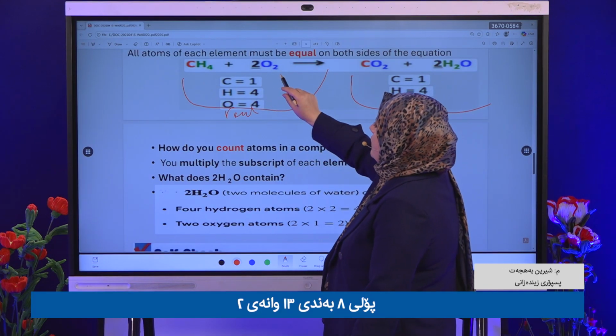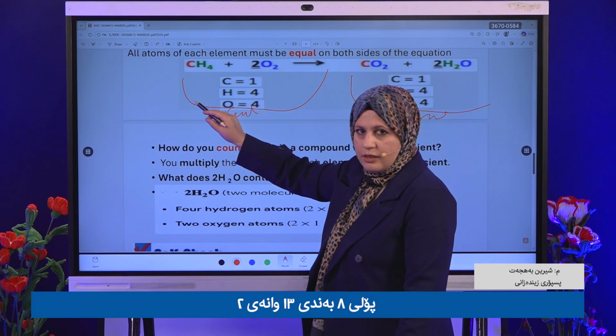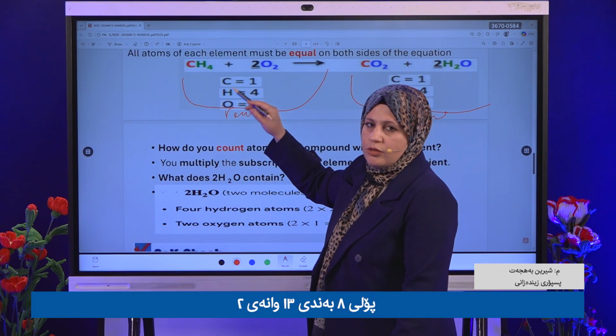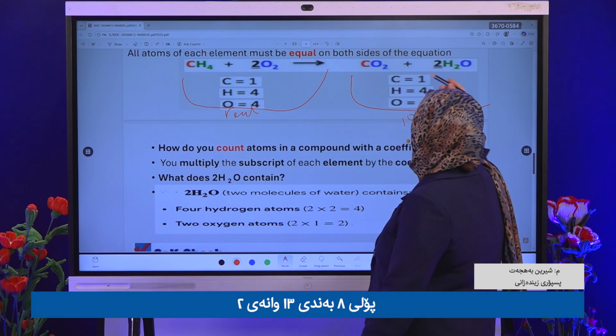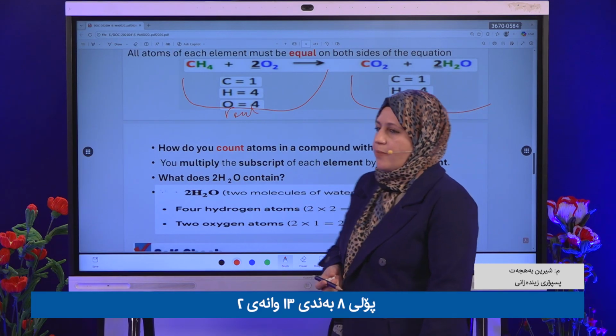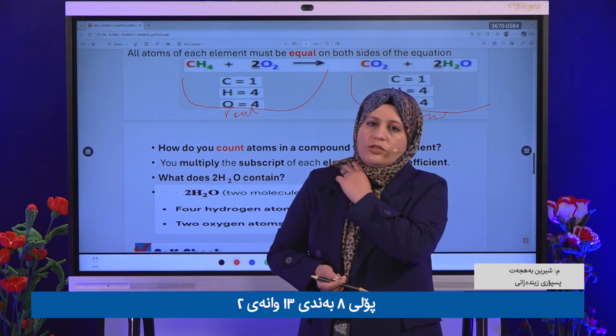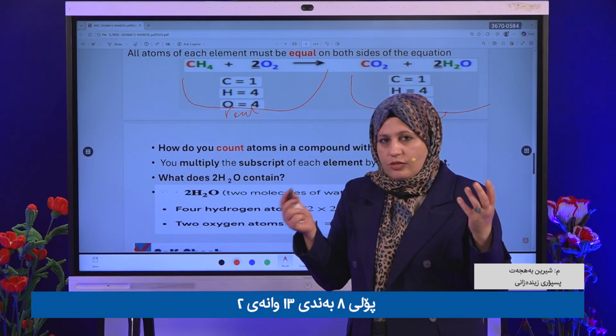When two or three atoms react, they form another new substance. Does the number of atoms change? Of course not. Let's see why.